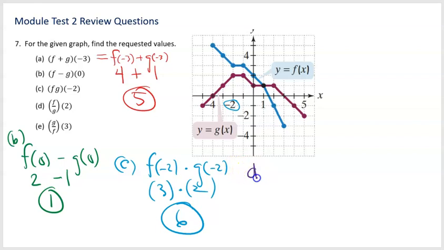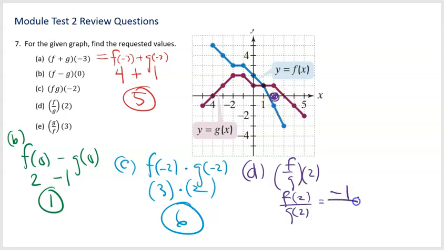Part D asks you to find f divided by g of 2, which by definition is f of 2 divided by g of 2. Now f of 2, so first of all I have to find x equals 2. That's right over here. Now f of 2, remember your f is your blue graph, and my blue graph is negative 1 at 2, and my red graph, which is my g function, is positive 1 at 2. Negative 1 divided by positive 1 is negative 1.